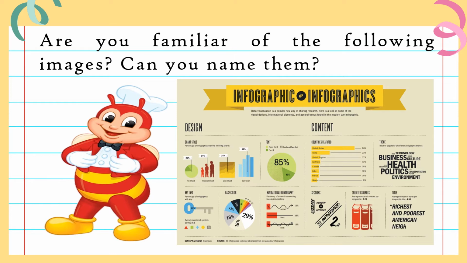So, are you familiar with the following images? Can you name them? Oh, we have here the first one. We have the infographics. As you can see, there are charts. There is information, so we can get information from the given graphics or from the given pictures. So that is infographics.